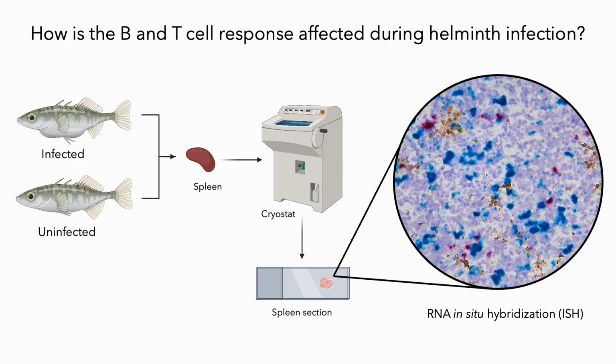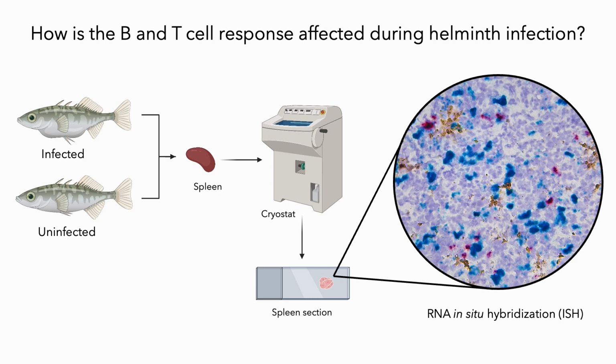I'm obtaining sections of these tissues and then using a technique known as RNA in-situ hybridization to visualize the B and T cells in the tissue. In this image here, you can see that this is a spleen section and that each small pink dot is a T cell and each blue spot is a B cell.